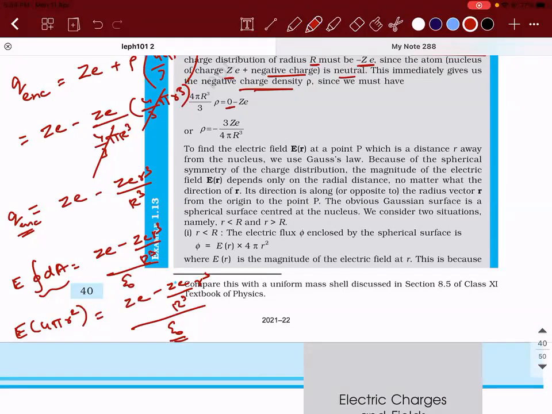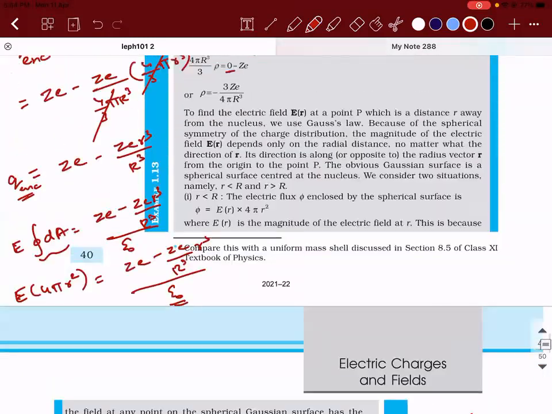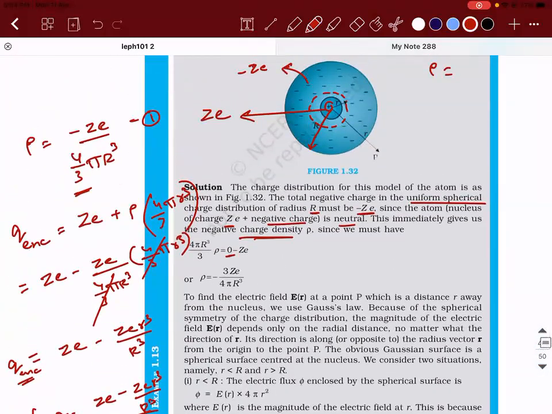Now when the value of small r is greater than capital R, what will happen? What is going to be the net charge enclosed by it? It will be 0 in this, because atom as a whole is neutral. The electric field will be 0. So what is the meaning of electric field being 0 in this scenario? The number of electric field lines leaving the surface is equal to the number of electric field lines entering the surface. This is a very, very important point. Make a note of it.